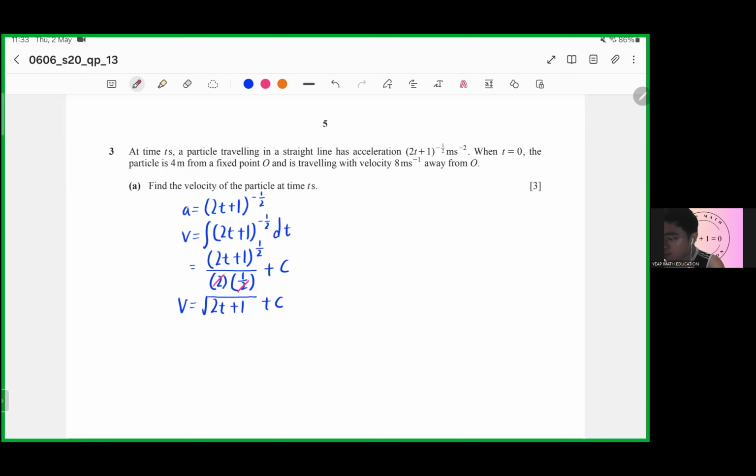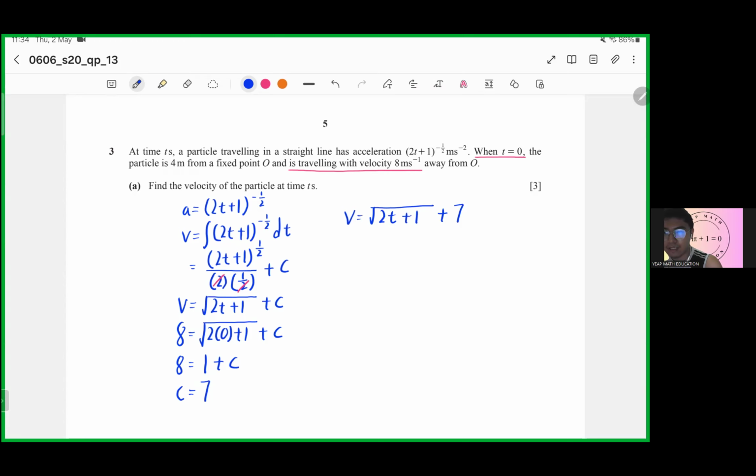Then the question also mentions when t equals 0, it is travelling with the velocity of 8 metres per second. So we can find the constant c. We put 8 equals square root of (2(0) plus 1) plus c. So we get 8 equals 1 plus c. So we get c equals 7. So v equals square root of (2t plus 1) plus 7.